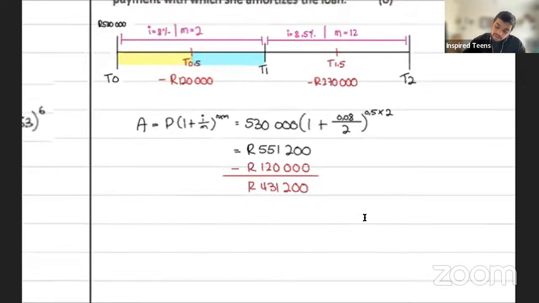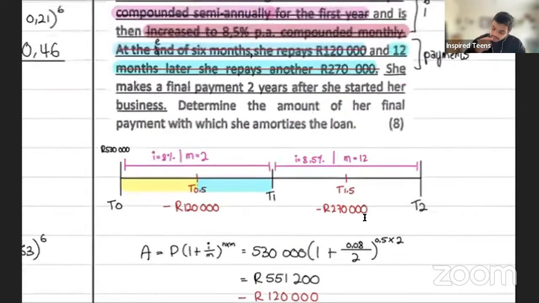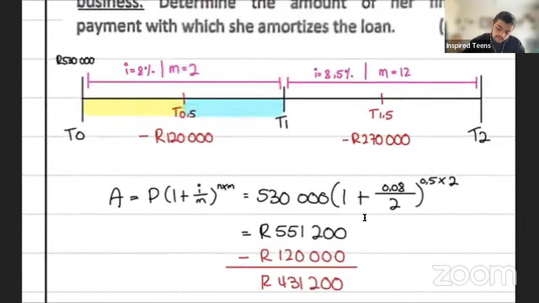So how much does she owe them now? She now owes them 431,200. And this amount is going to grow for the next 6 months until the next change is made. 1 plus I. Now we can see on this timeline that for the next 6 months, the interest rate is the same. Sorry, I don't know if I said earlier this change was an interest rate change. No, it wasn't, it was a payment. Now the next change is an interest rate change. So we have to stop there.